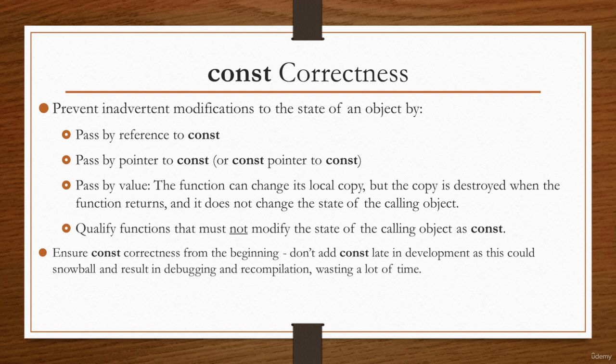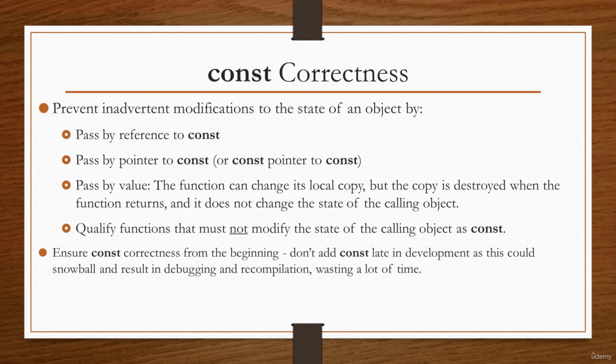Similarly, you want to pass by pointer to const or const pointer to const to again avoid modifications to whatever the object is that the pointer points at. Then you want to do pass by value. With pass by value, the function can change its local copy, but the copy is destroyed when the function returns. And so that doesn't change the state of the calling object. You want to qualify functions that must not modify the state of the calling object as const, as we've seen in this video. And you want to ensure const correctness from the beginning.